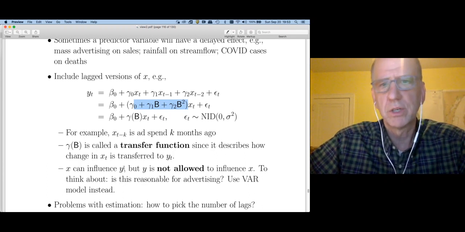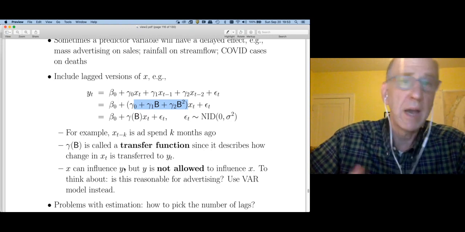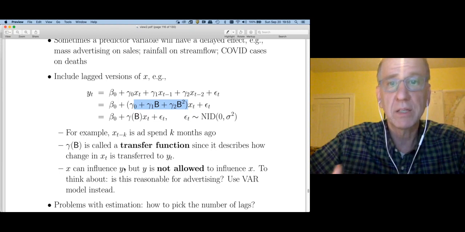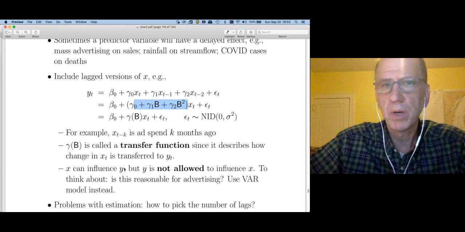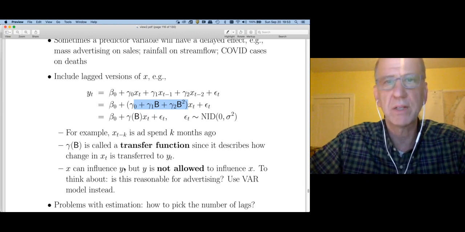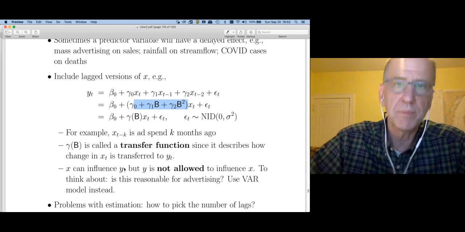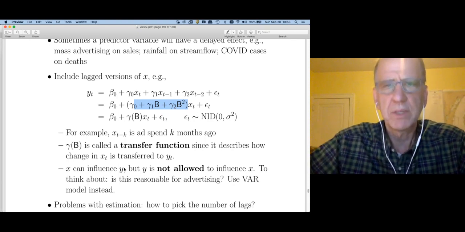A fair question is whether this is true about advertising. The reason I question this is often the advertising level that you have next month is in part determined by your sales this month. So if advertising is just a percentage of sales, the more sales I have this month, the more advertising I do in subsequent months. But let's not think about that for right now.